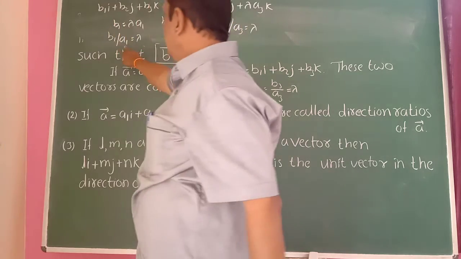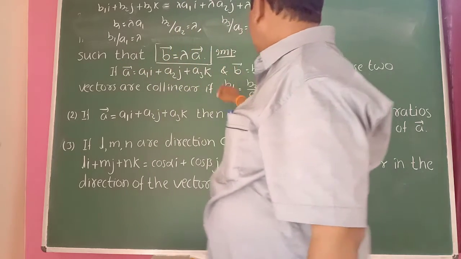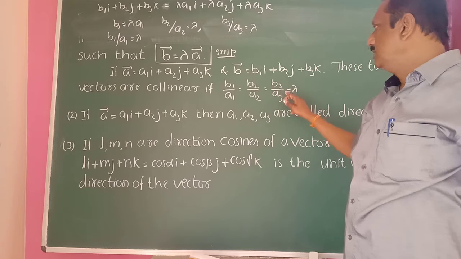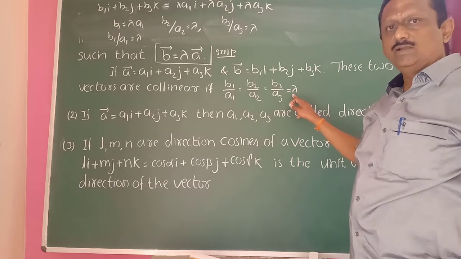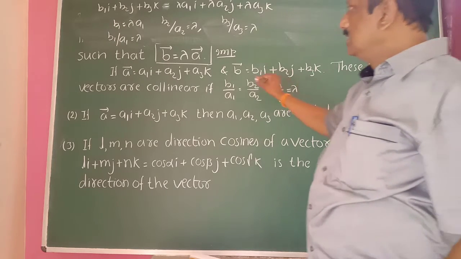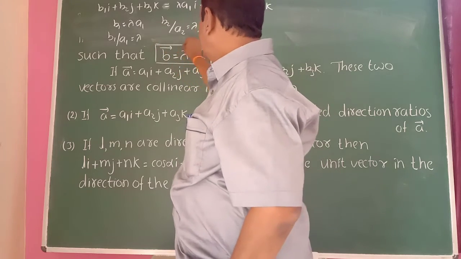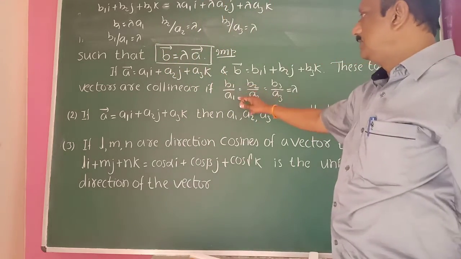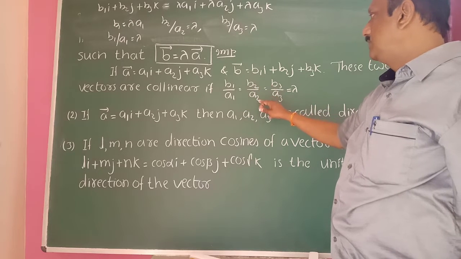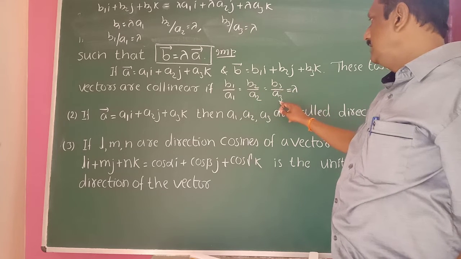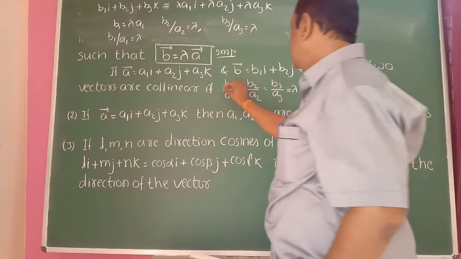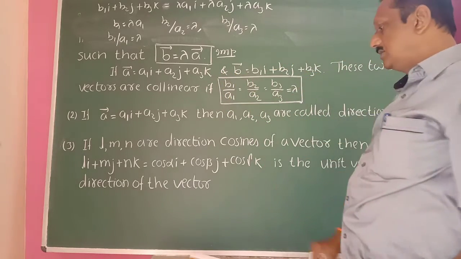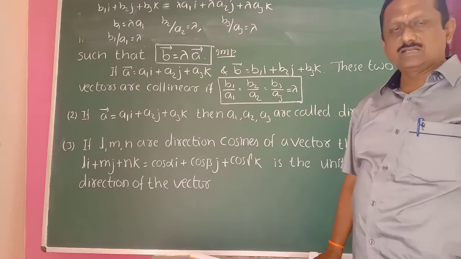Since each ratio equals lambda here, we can write like this: b1 upon a1 is equal to b2 upon a2 is equal to b3 upon a3 is equal to lambda. Therefore, two vectors are collinear if b bar is equal to lambda a bar, or b1 upon a1 is equal to b2 upon a2 is equal to b3 divided by a3 is equal to lambda. So these are very important conditions for the collinearity of two vectors.